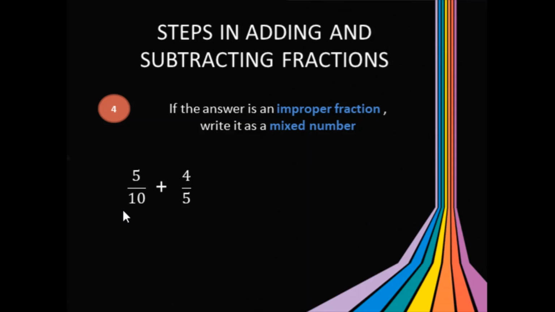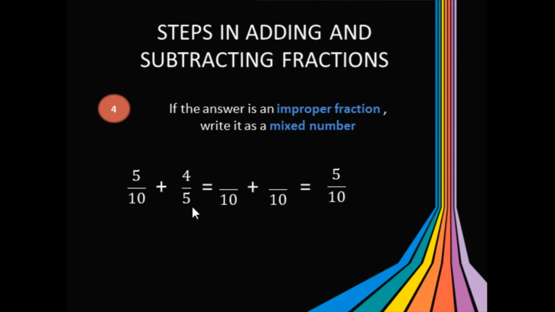Denominators are different. So we look for their common denominator, which is 10. 10 divided by 10, we get 1 times 5, it's 5 tenths. 10 divided by 5, it's 2 times 4, we get 8. So it's 5 tenths plus 8 tenths.